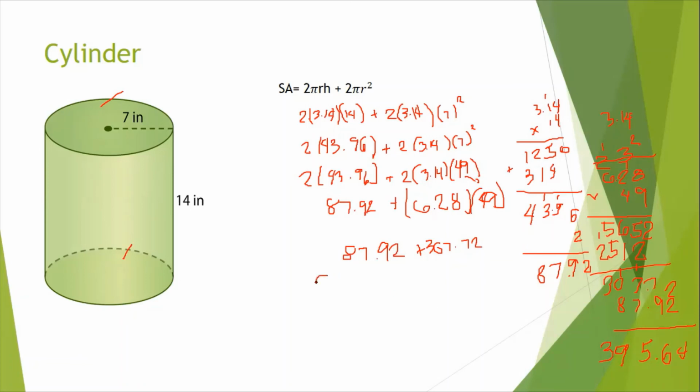So the surface area of this cylinder is 395.64 inches squared. Okay, so this is the process in finding the surface area of our cylinder. So the formula used is 2 times pi times radius times height plus 2 times pi times radius squared.